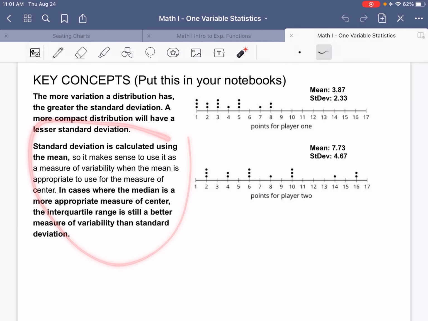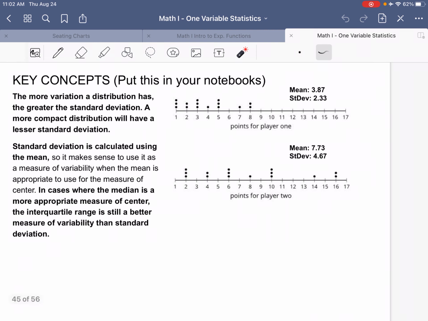Standard deviation is calculated using the mean, so it makes sense to use it as a measure of variability when the mean is appropriate to use. And in cases where the median is more appropriate measure of center, we're still going to use IQR rather than the mean. It's still a better choice than standard deviation.